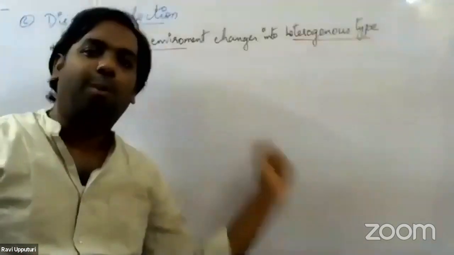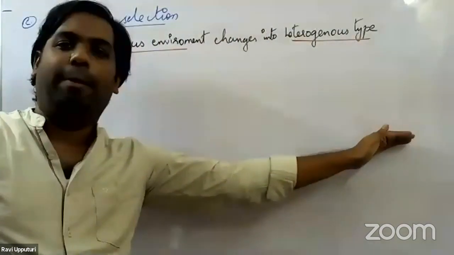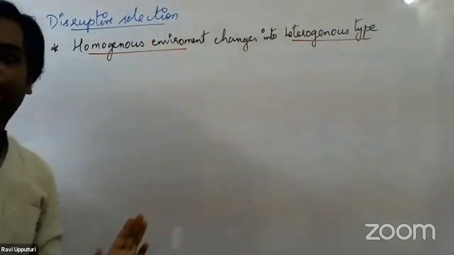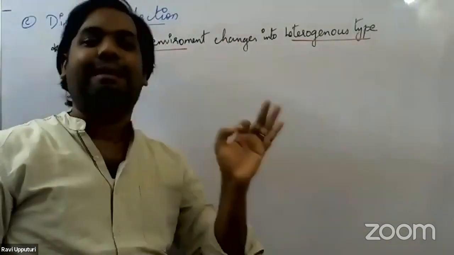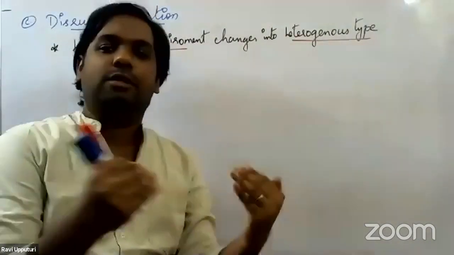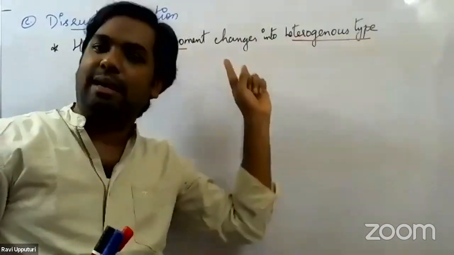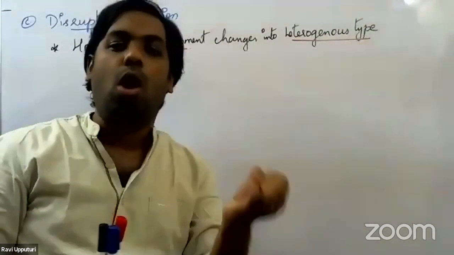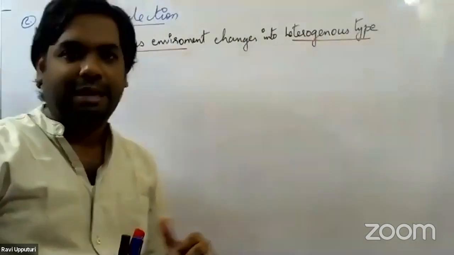So whenever a homogeneous environment changes into a heterogeneous type of environment, in those conditions we have disruptive selection happen, right? In the majority of cases this type of conversion is very rare, so that is the reason why we consider disruptive selection the rarest of the three types of selection we have. But even though it is rare, it is usually involved in the formation of two or more different types of species. We'll see how exactly it happens, right?